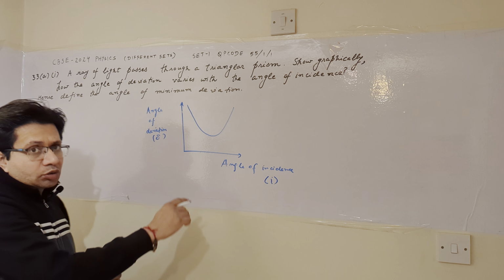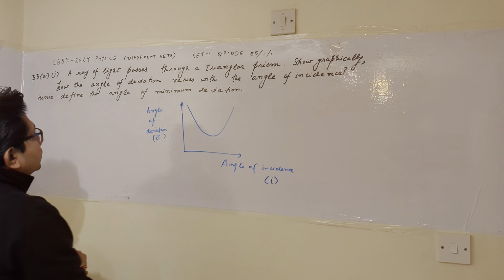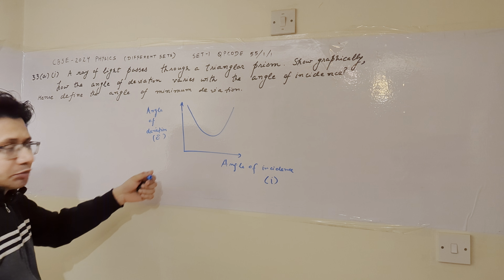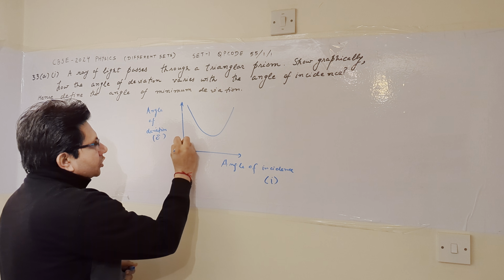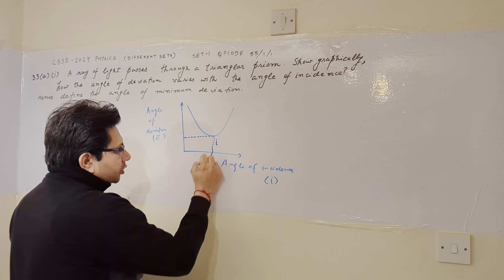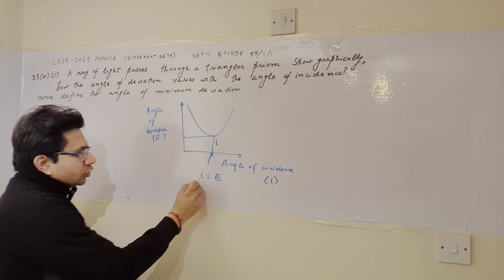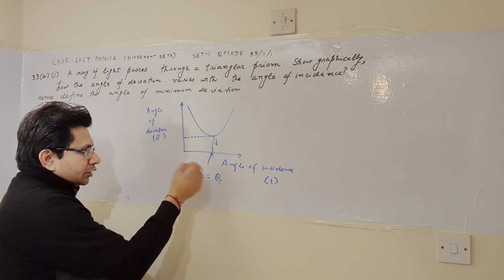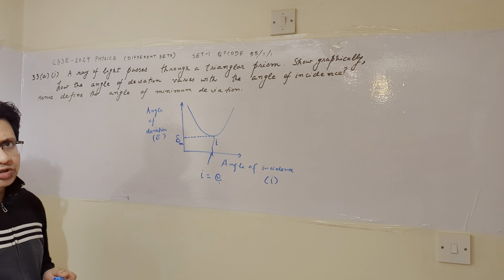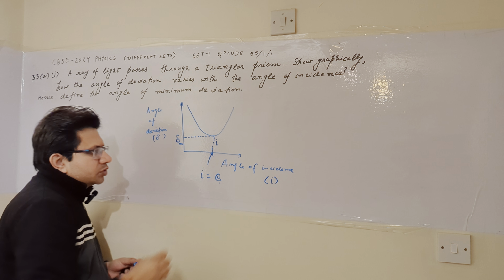But we have to write down the statement also, because we have to define the angle of minimum deviation. This is the second part of the problem. So the angle of minimum deviation occurs when, at this particular point, the angle of incidence is equal to the angle of emergence. So when the angle of incidence is equal to the angle of emergence, the deviation angle is called the minimum deviation angle. So the minimum deviation angle corresponds to the situation when I equals E.